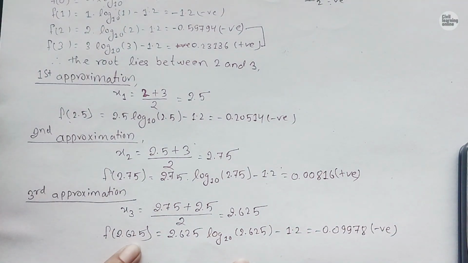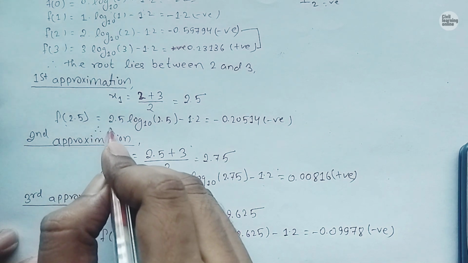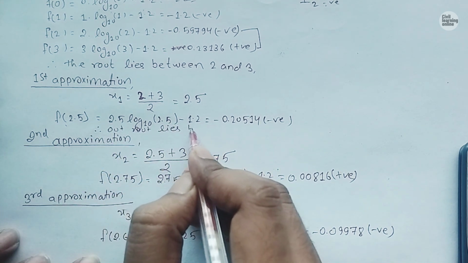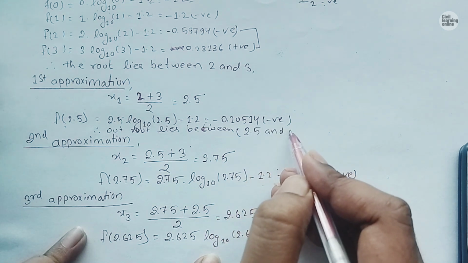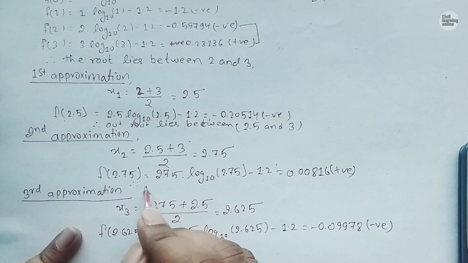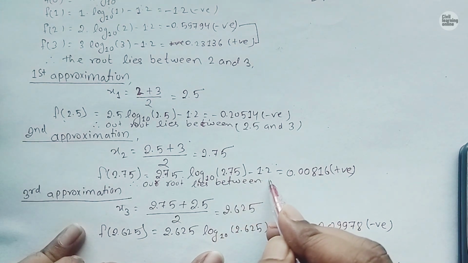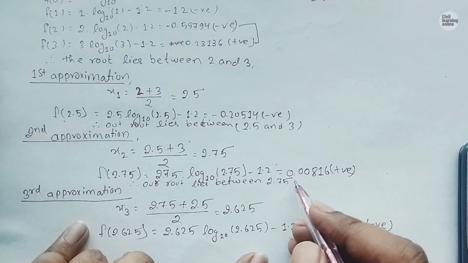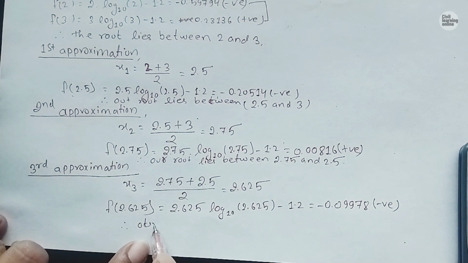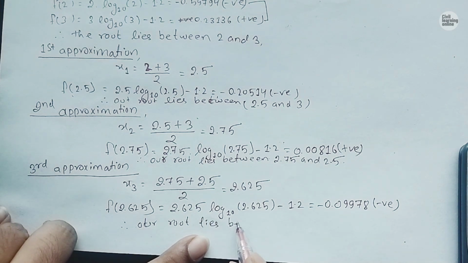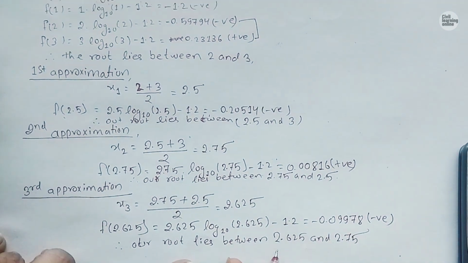So again we will look backward and solve for the fourth approximation, and I am missing to write one line here, that is, therefore our root lies between 2.5 and 3. So that's what we have done here, and again we will write, therefore our root lies between 2.75 and 2.5, and that is what we have done here. Now again, therefore our root lies between 2.625 and 2.75.